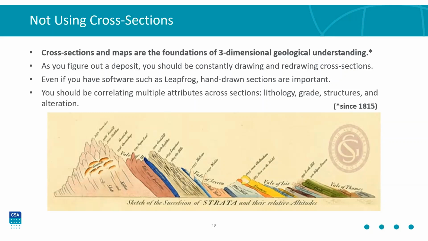And I believe you should be drawing multiple sections and correlating multiple attributes across them. You shouldn't just be doing your lithology. You should be correlating grade, structures, and alteration across different sections.